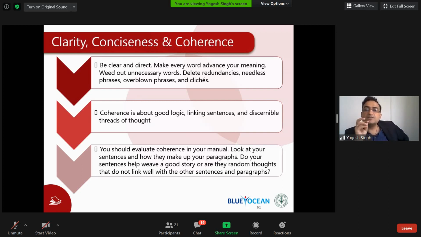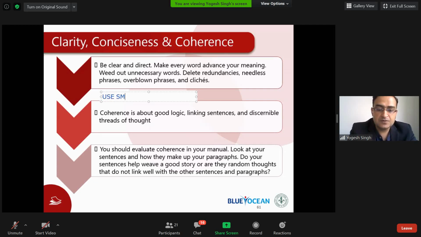Use smaller sentences. What do you mean by that? Use smaller, punchy sentences. Your sentences should be smaller and punchy. Why? Anyone? Why am I saying this? Smaller, punchy sentences. Why?